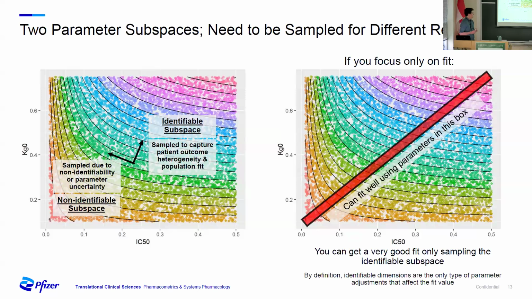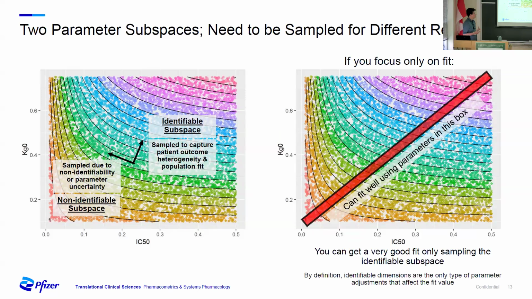But sampling the non-identifiable subspace is very important for accounting for the uncertainty or potential variability in the population in terms of those mechanistic parameter combinations that are not constrained by the clinical data. So thorough sampling of the initial plausible space guarantees that you've filled up both spaces.